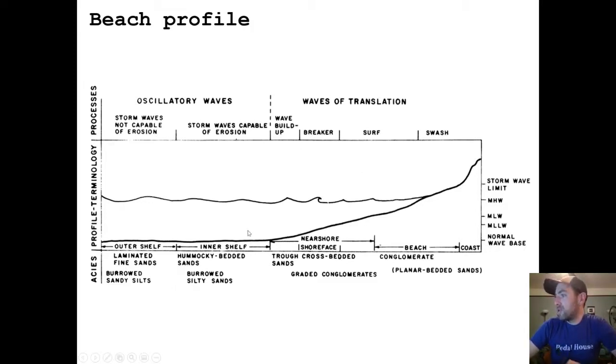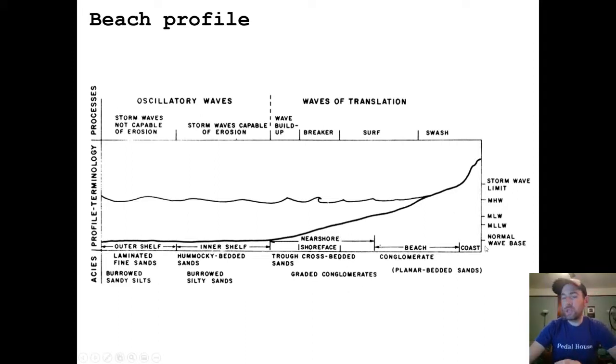And so in this near shore face environment, you're more likely to result in a wave situation that also has some combined current influence, and so you're more likely to get cross-bedded sands, trough cross-bedded sands, that indicate that you have a unidirectional component to your wave here. So that's relatively common in the shore face condition.